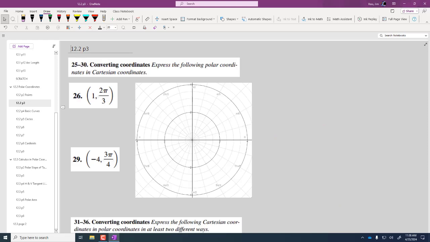So if we want to plot these points in a regular polar grid, the thing that's a little weird is that this is r comma theta.